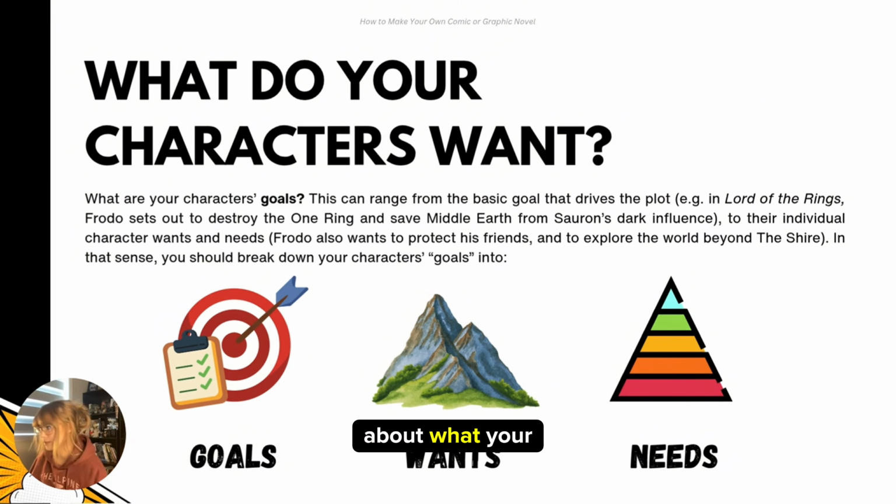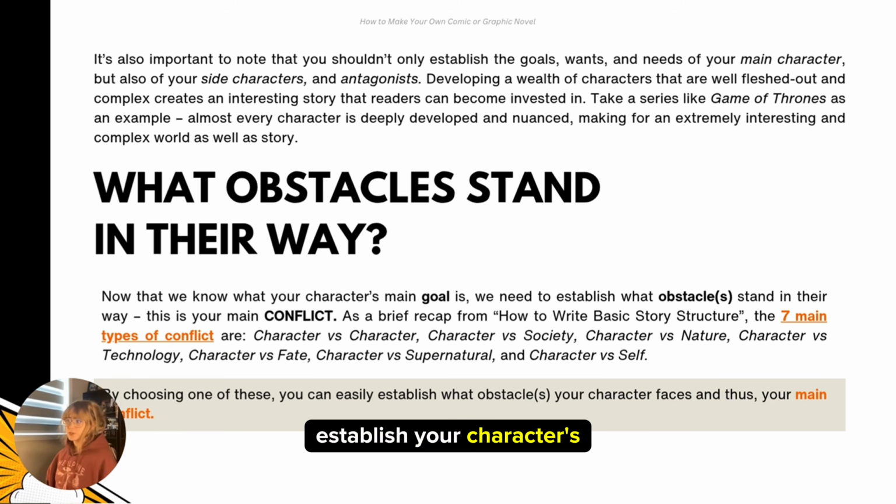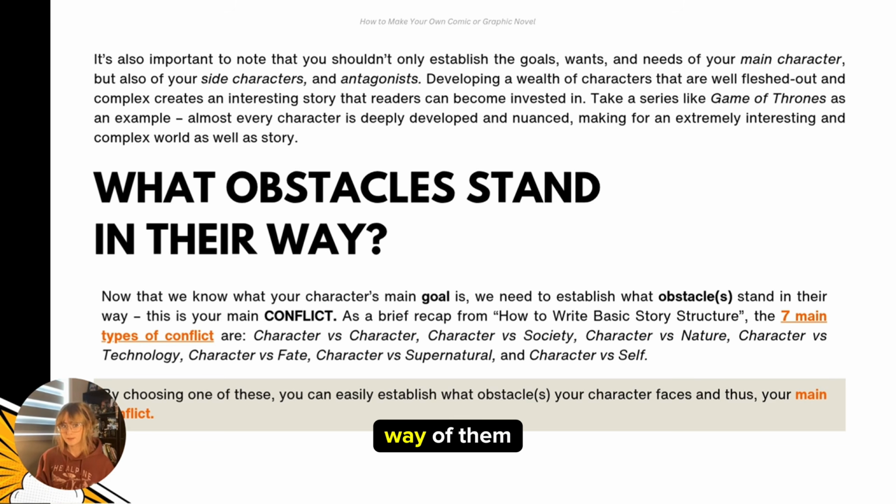Essentially, when you're talking about what your characters want, you're thinking about their goals. And after you establish your characters' goals, wants, and needs, you can think about what obstacles stand in the way of them achieving these. This is boiling down to essentially your main conflict. And I talked about this already in my lesson on how to write basic story structure.